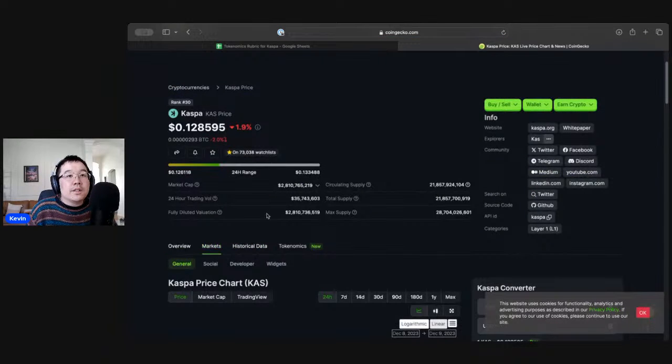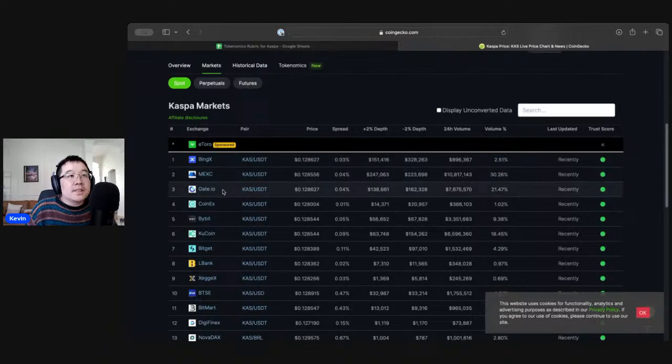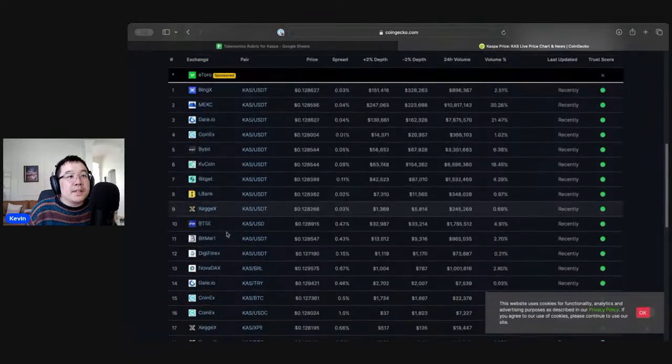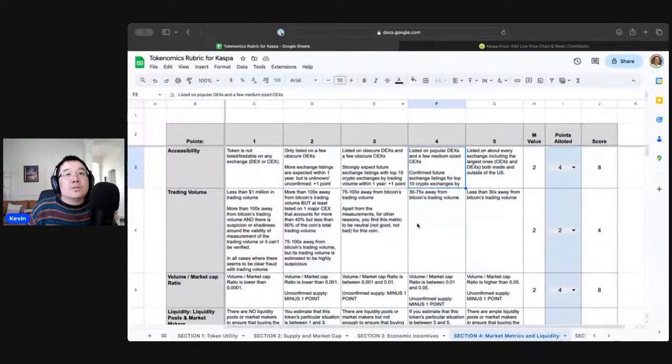Kaspa, let's see where it's offered. Okay, BingX, Mexi, Gate.io, Bybit, BitGet, and some no-name ones. So there are some, but not like the biggest ones, right? So this gets a 4 for the accessibility on exchanges, both DEXs and CEXs.